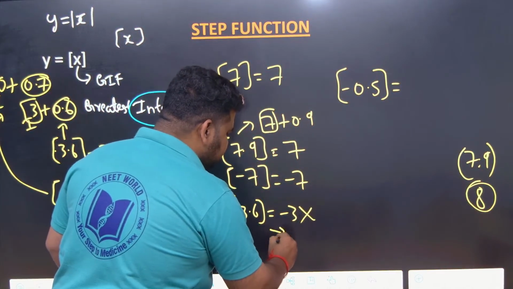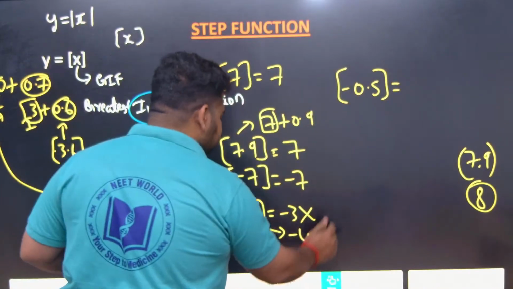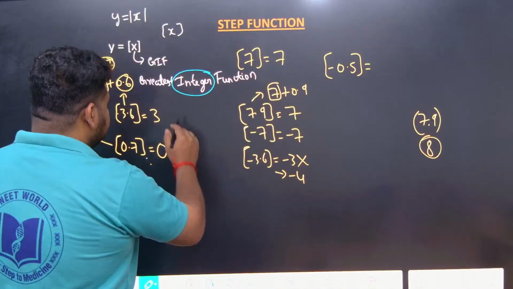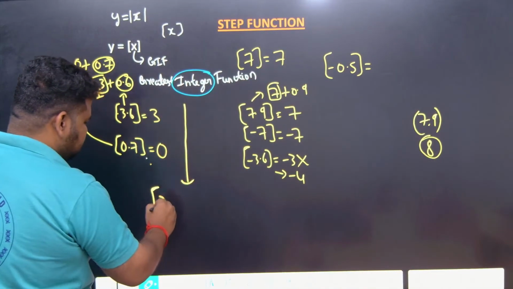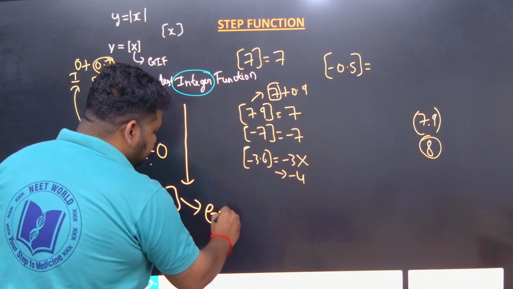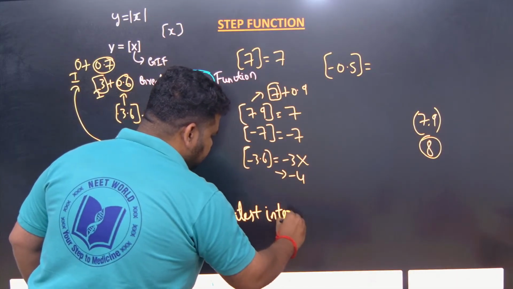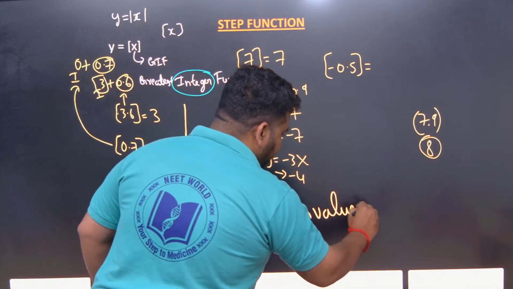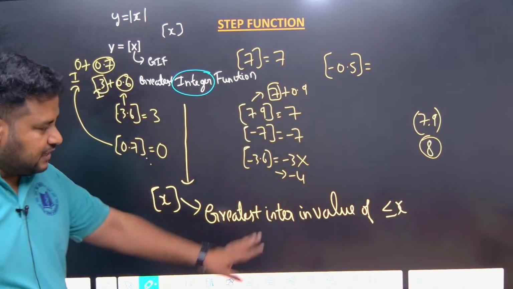The correct answer is minus 4. Why? I will tell you now. What is this greatest integer function? First I told you it is a step function. So greatest integer function means, see here, if I write [x], this is nothing but the greatest integer in the value of less than or equal to x.